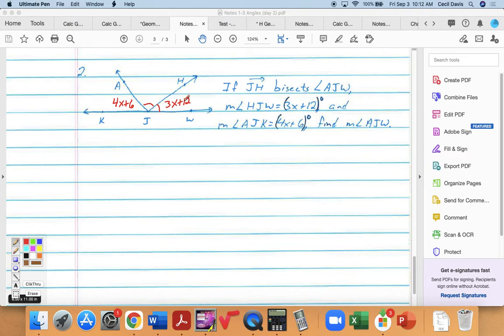AJH is 3x plus 12. Okay, we know this one, because they didn't give us anything, I can fill it in with 3x plus 12. And then all of that equals 180. Exactly right. All those together make a straight angle, so that's 180 degrees. So 4x plus 6 plus 3x plus 12 plus 3x plus 12 is equal to 180.